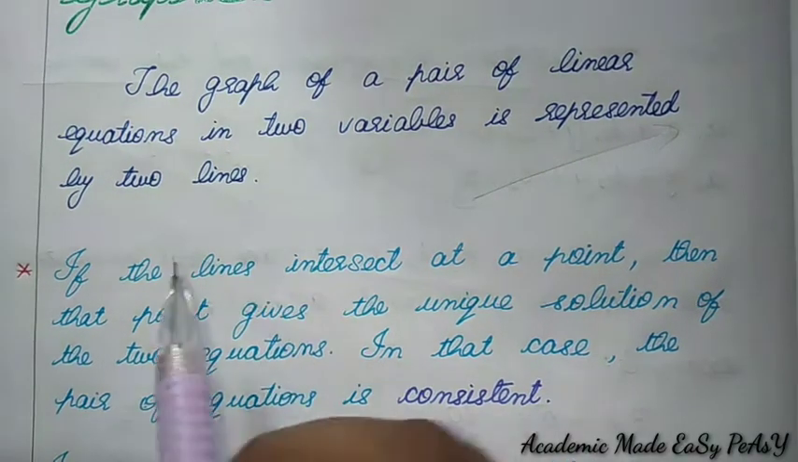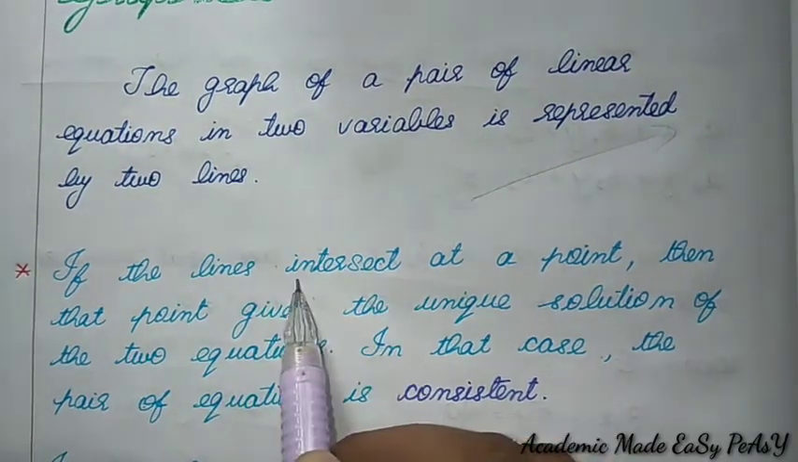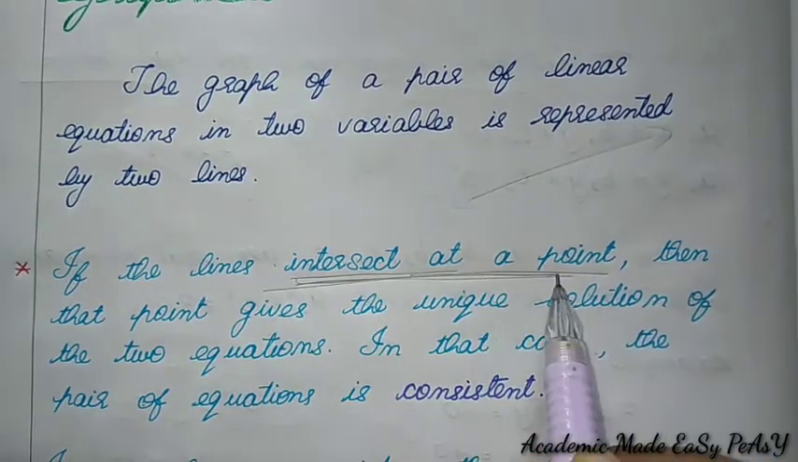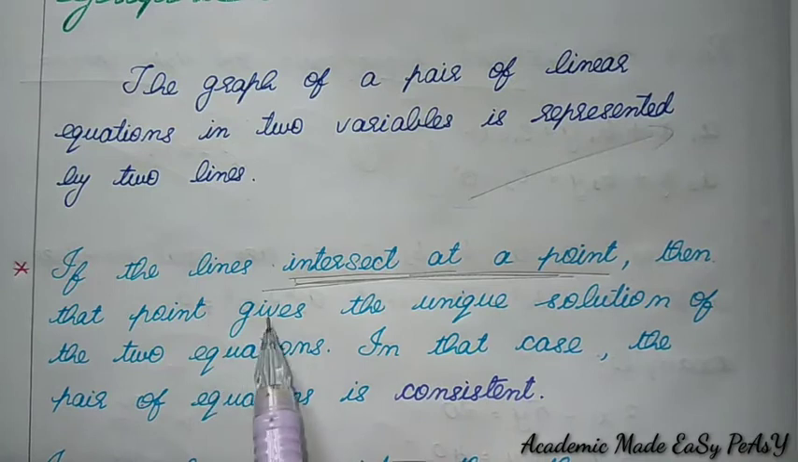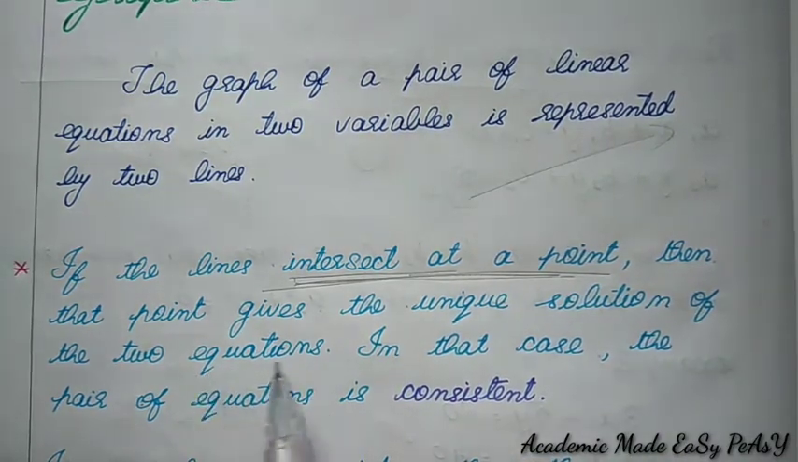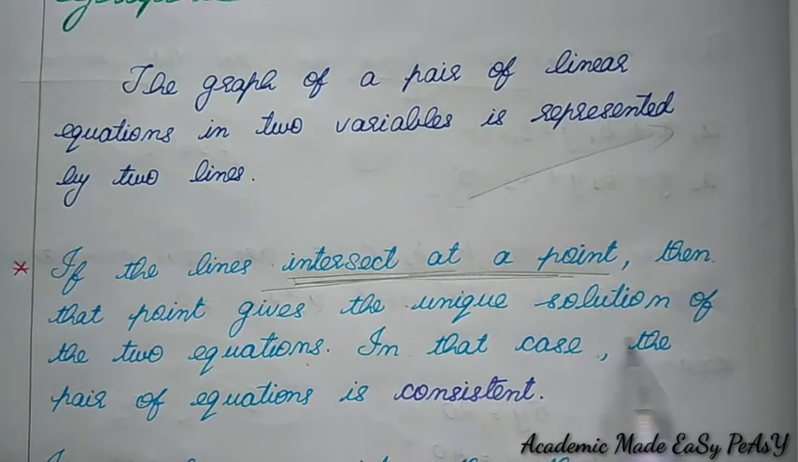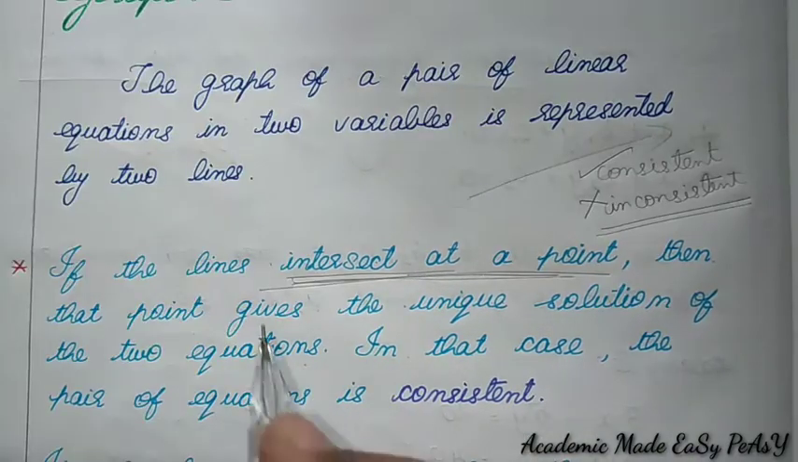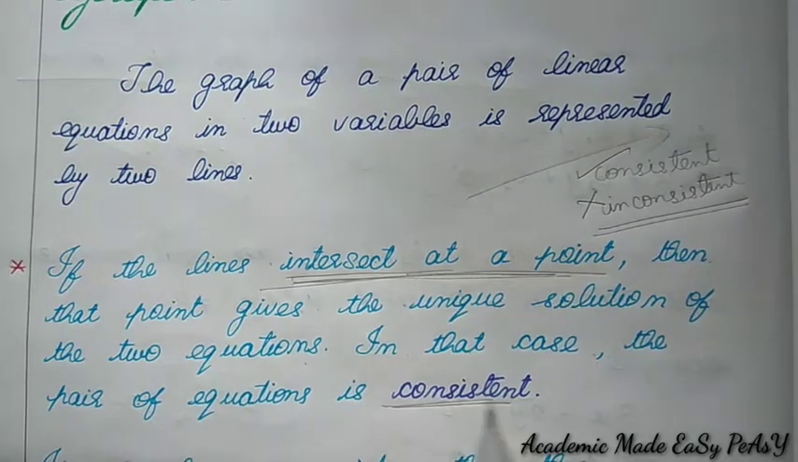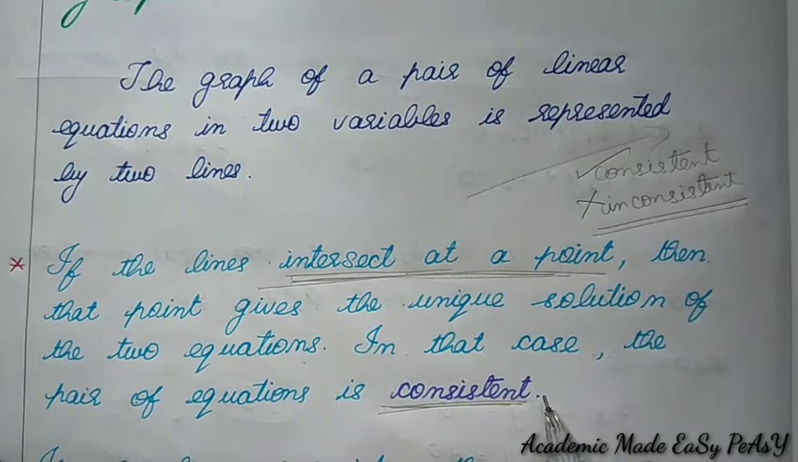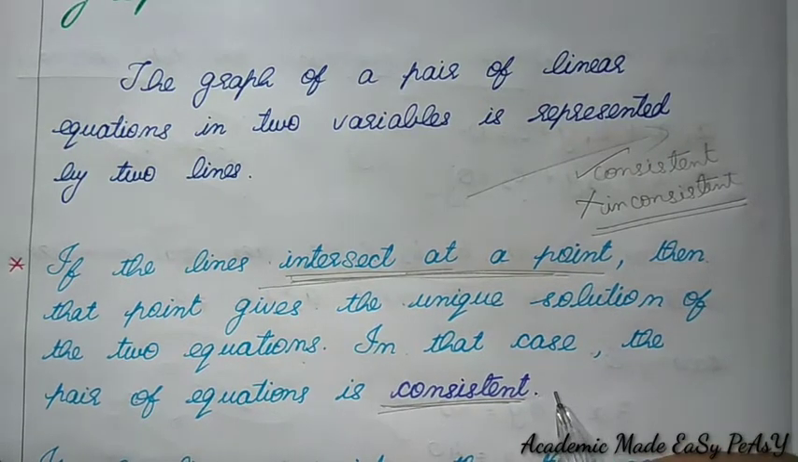So case 1, if the lines intersect at a point, if they both intersect at the point, then the point gives the unique solution of the two equations. In that case, the pair of equations is consistent. So here it is consistent, isn't it? Here it is consistent, so we say that it has the solution.